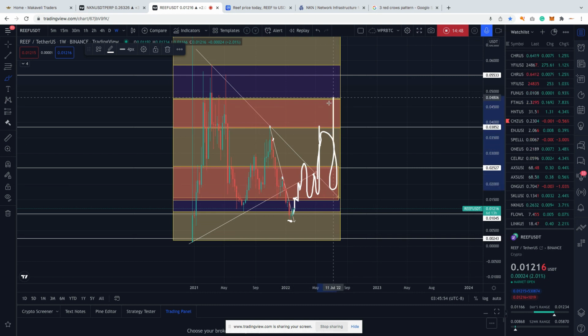Before making the move here, like I said, it's not going to be a smooth run, but it's going to happen. Patience is needed if you are stacking, if you are into REEF for the long term. But I do assure you that if you're worried about the sideways movement of REEF, it's going to break out very soon and it's going to profit you very well.